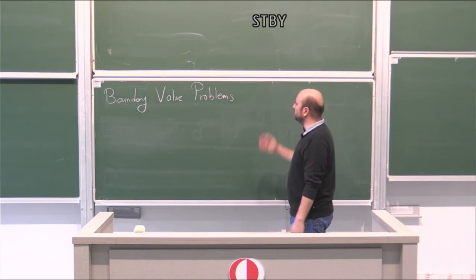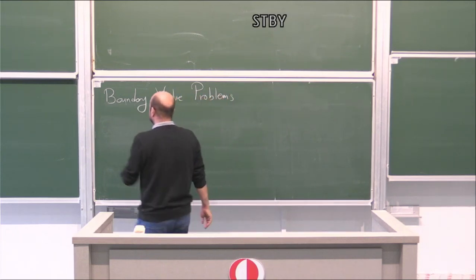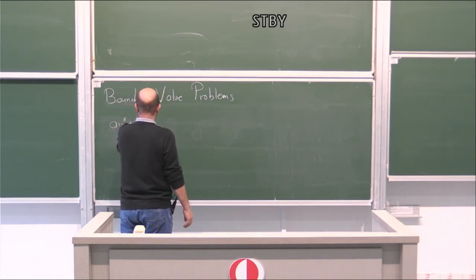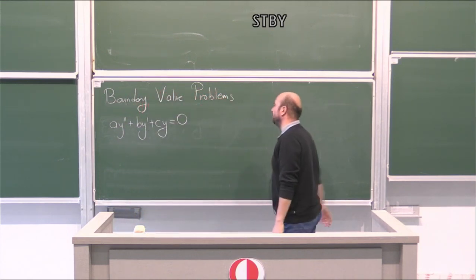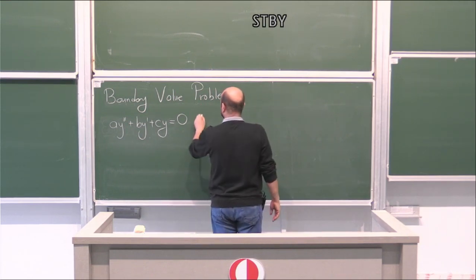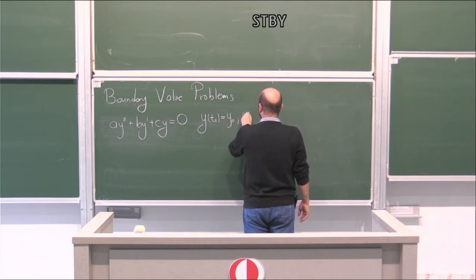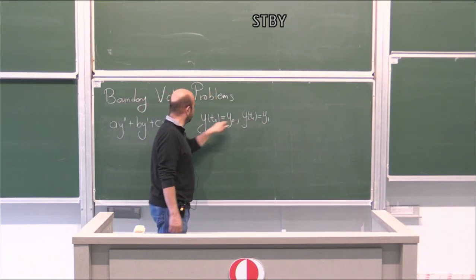So what do we do in the boundary value problem? Let me give you a brief and very simple example. Think about a second order differential equation which has constant coefficients. And let's say you have a boundary value problem, so I need to tell you what's happening on the boundary. Let's say that y(t0) is y0 and y(t1) is equal to y1. Here I'm assuming t1 is bigger than t0.